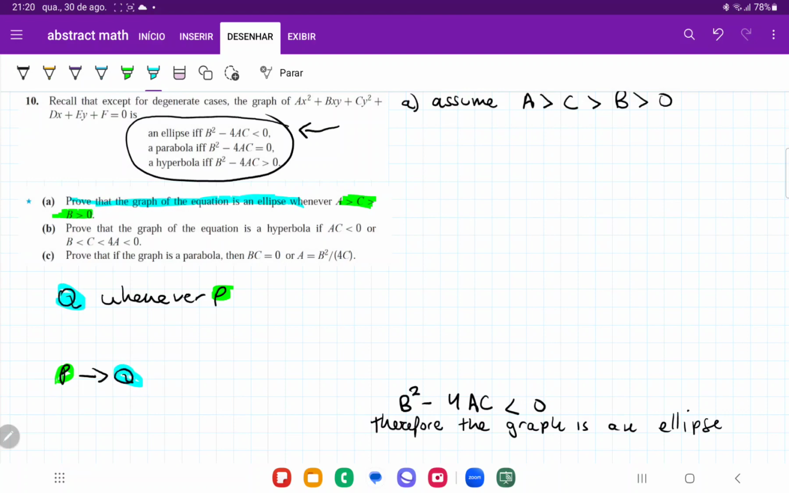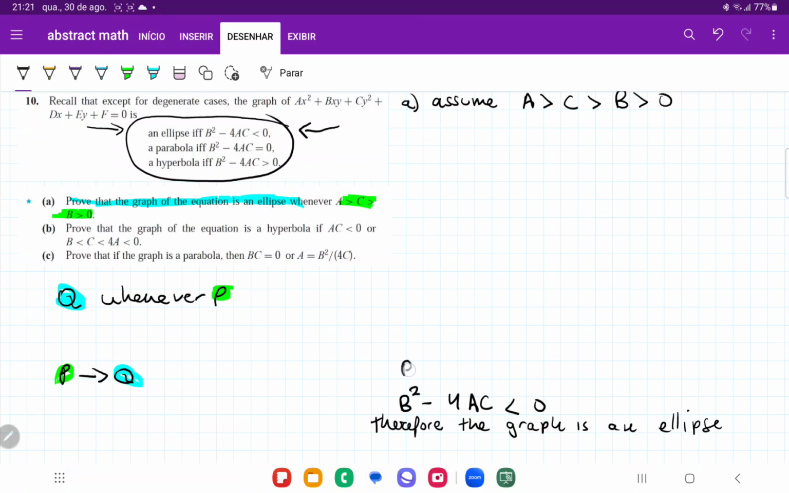So what I've gone ahead and done is just put our hypothesis, so assume that A is greater than C, greater than B, greater than 0, and I've also put the conclusion because I know that it wants us to prove that the graph is an ellipse. So the conclusion must be that b squared minus 4ac is less than 0, which meets the first criteria here. And so if it meets that criteria, the graph is an ellipse. So what we're going to do here is work backwards a little bit, just so that we know how to manipulate the hypothesis.